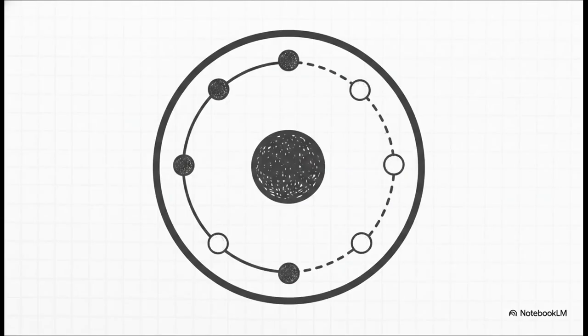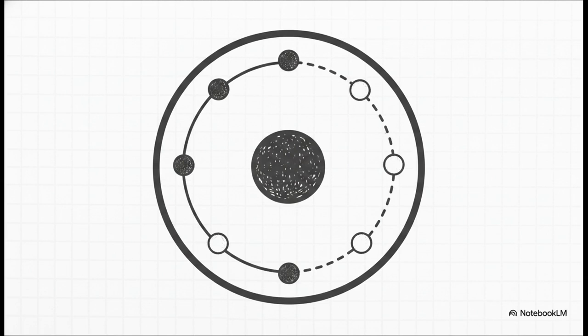Because here's the thing. Each shell has a strict maximum capacity. The first shell, it's tiny. It can only hold 2 electrons. The second shell can hold 8. And for the elements we typically deal with, we use a simplified model where the third shell also holds 8. This is what gives us an electronic configuration.